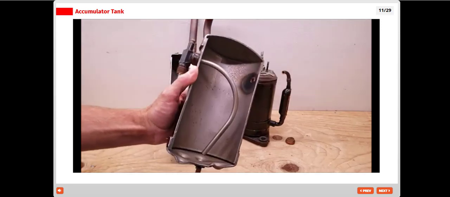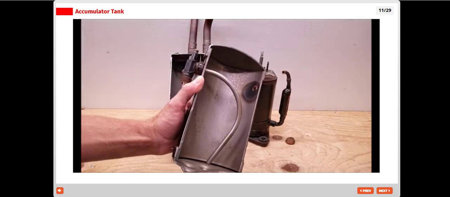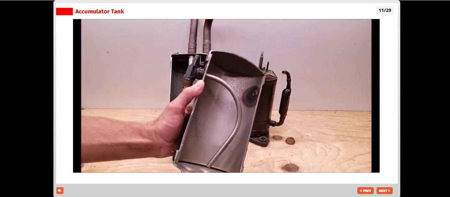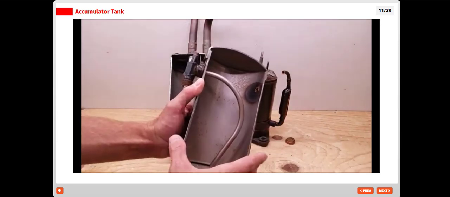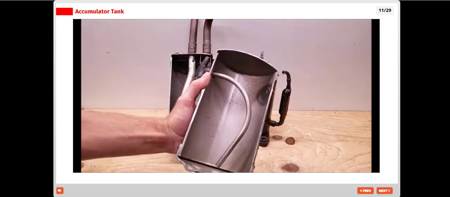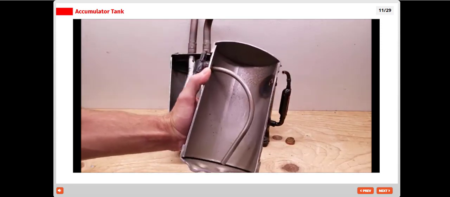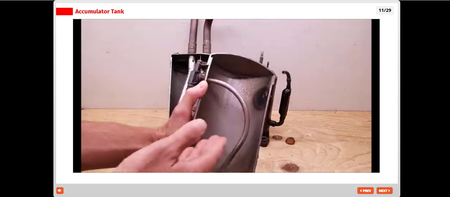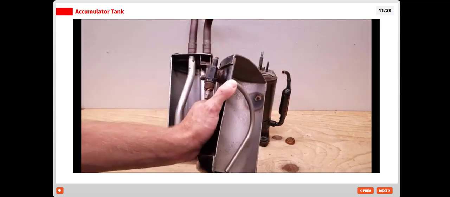A receiver tank is found on refrigeration systems after the condenser coil on the liquid line, and this is before the filter dryer, the liquid line sight, and the TXV. But this is found on refrigeration systems, and it's used to store liquid refrigerant in the refrigeration systems.